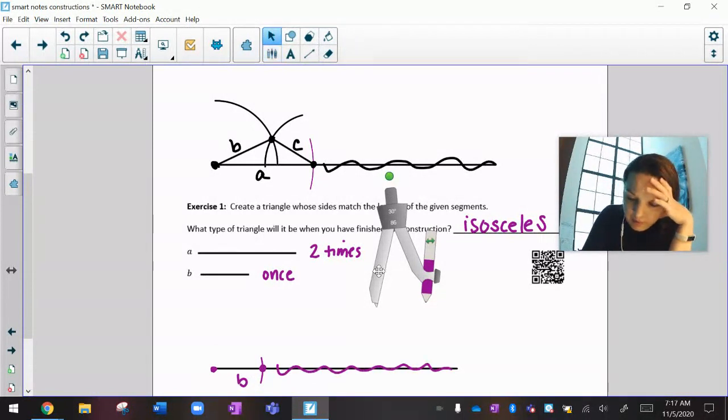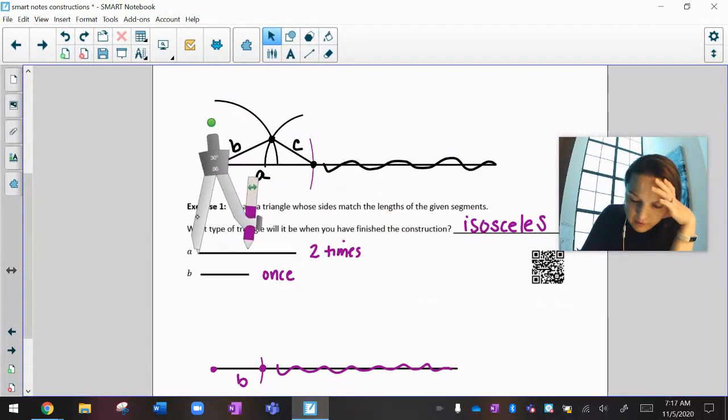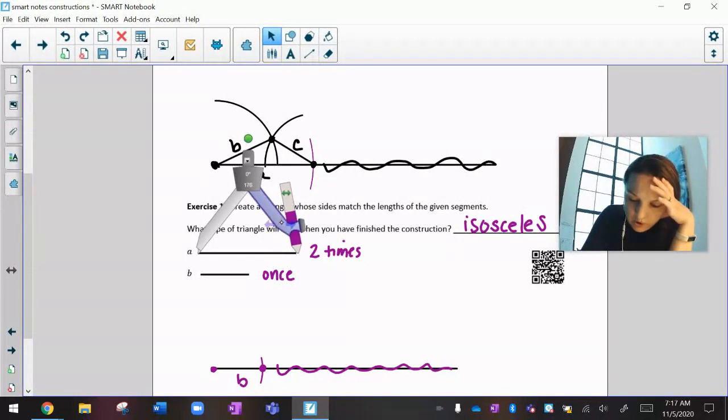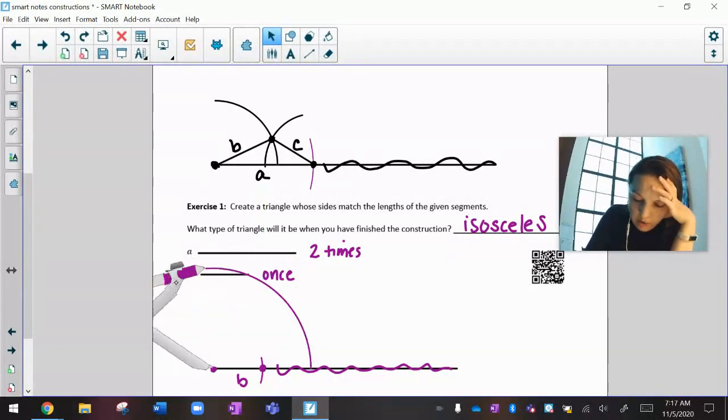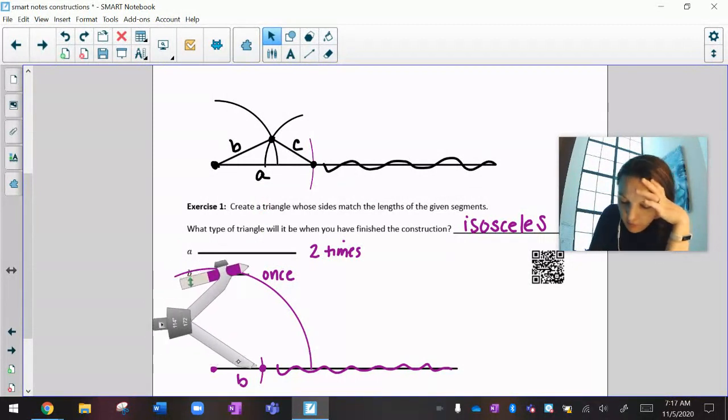Now I'm going to come back up and measure A. And because I want A to be both the left side and the right side, I'm going to draw an arc from each end point of B. So I'm going to come down here, draw an arc up from that left end point, and then from the right end point, okay? Notice I went from the left end point of B to the right end point of B. I didn't go all the way to the right side or anything.